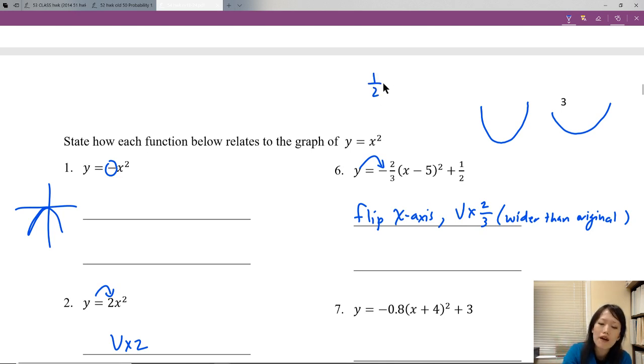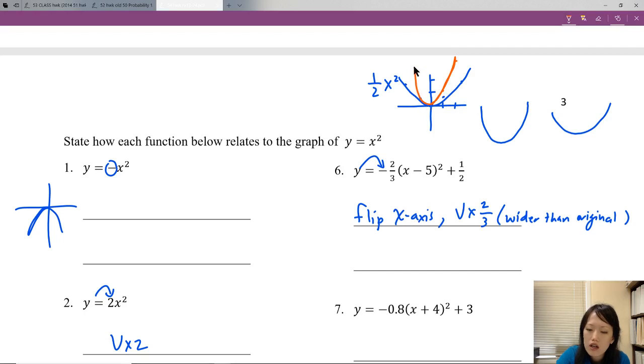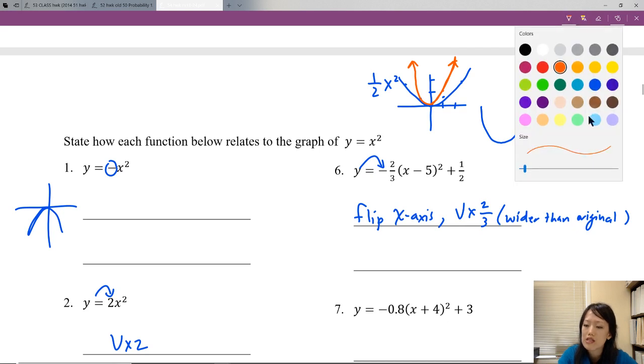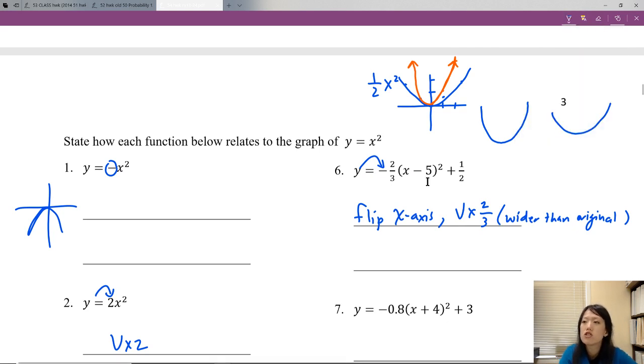Just like this, 1/2 x squared. Everybody knows this graph. It'd be 0, 0. Instead of 1, 1, it's 1, 1/2. Instead of 2, 4, it would be 2, 2. So it's a wider graph than the original graph. The original graph is 1, 1, 2, 4, way over here. That'd be the original one. The new one is wider when the factor in front is less than 1. Then the next thing, you do the shift. So you say 5 right, 1/2 up.